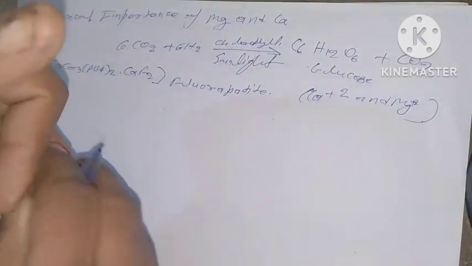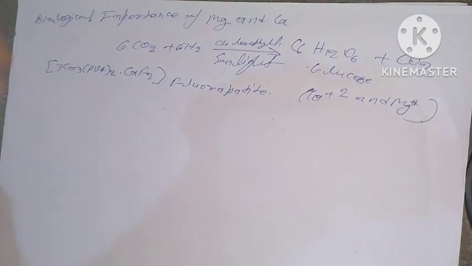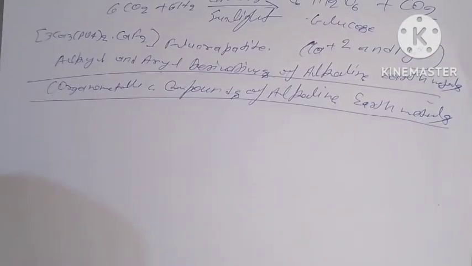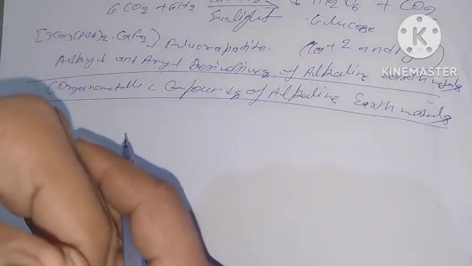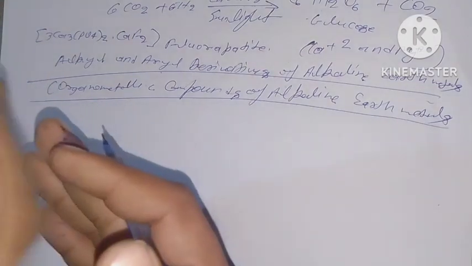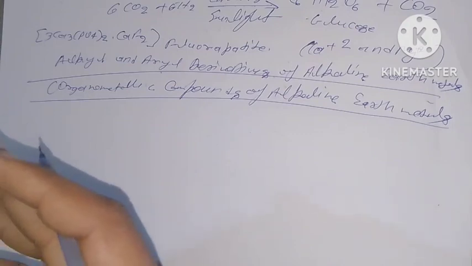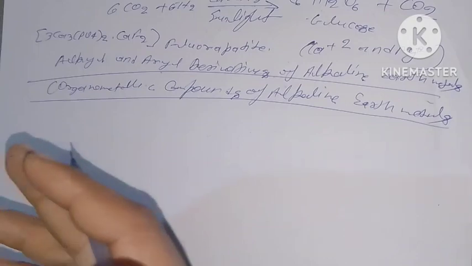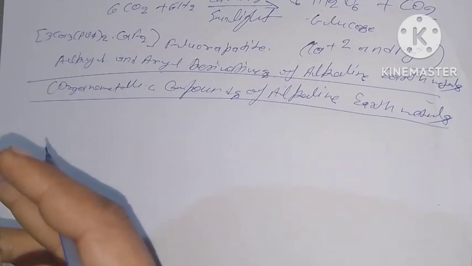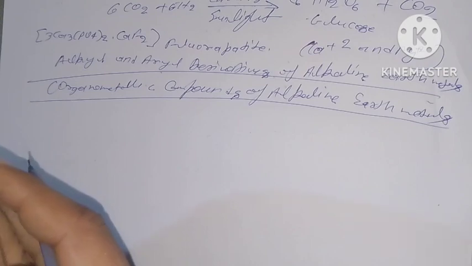Alkyl and aryl derivatives of alkaline earth metals. Organometallic compounds of alkaline earth metals. Organometallic compounds are those compounds in which the carbon atoms of organic groups are bonded to metal atoms. Beryllium and magnesium form many compounds with M-C bonds, but calcium, strontium, and barium form very few compounds.